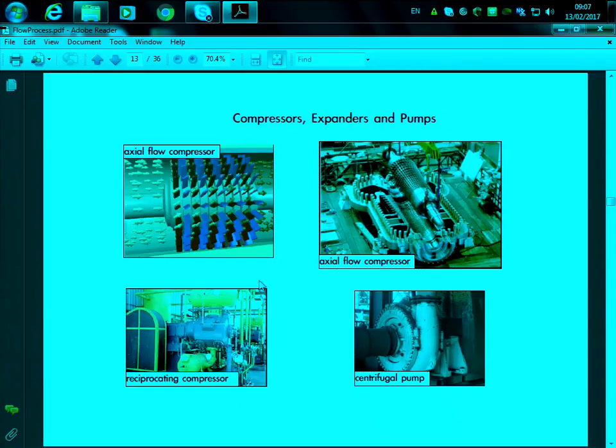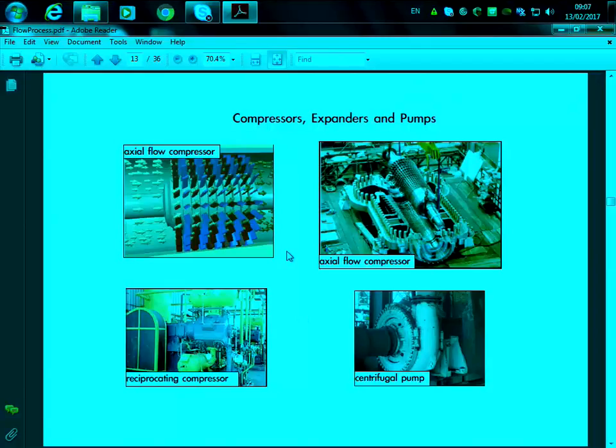So basically what we want to know, compression will affect two things in the system. First of all, it will affect the temperature as well as the pressure, obviously, and in the case of gases it will affect the enthalpy as well.